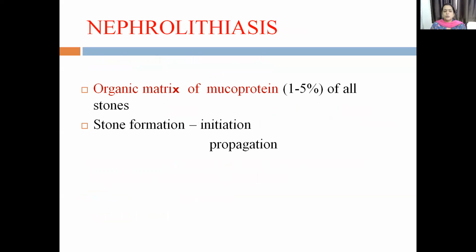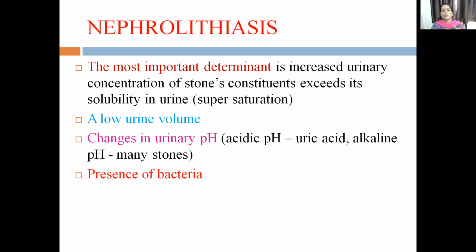So what makes a stone? Organic matrix of mucoprotein, which is around 1 to 5% of the stone. Now we'll know how the stone formation initiates, then propagates. The most important determinant is something called supersaturation. For example, if you try dissolving Bournvita or Proteinex in milk, you put the powder in the milk and dissolve it with a spoon. Then after some time, you add more and more Bournvita, more and more Proteinex.